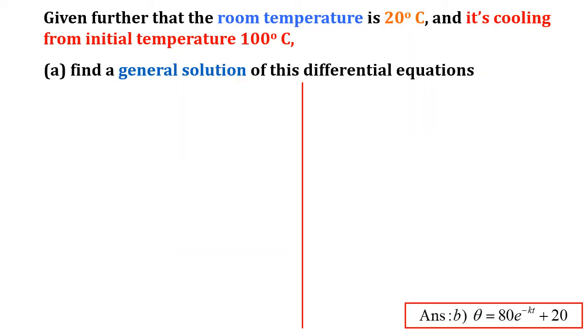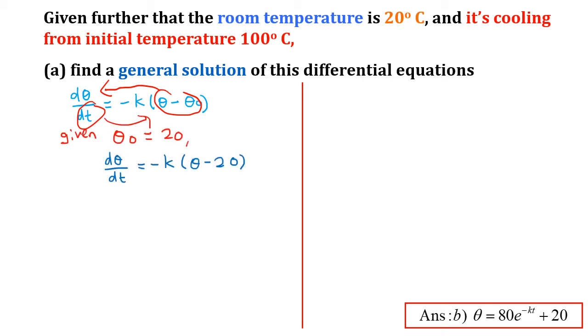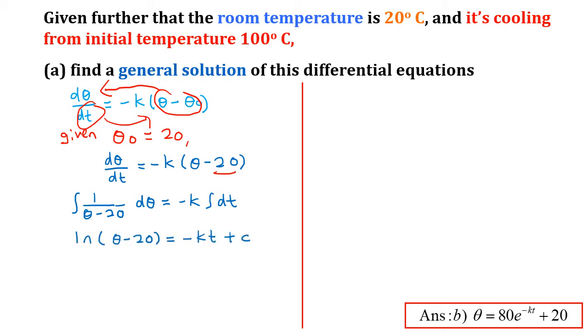Okay, next, given further that the room temperature is 20 degrees Celsius and it's cooling from the initial temperature of 100 degrees Celsius. First, find the general solution for this differential equation. Remember, previously this is the differential equation. We find that this one is separable. This one can be brought to the left hand side and this one to the right hand side. Given that theta naught is 20, we substitute theta naught with 20, and then we separate theta and t, and then we can integrate. So the integration will be ln(θ - 20) on the left hand side, and on the right hand side, -kt + c. Okay, so almost similar to radioactive decay, except radioactive decay doesn't have a room temperature.